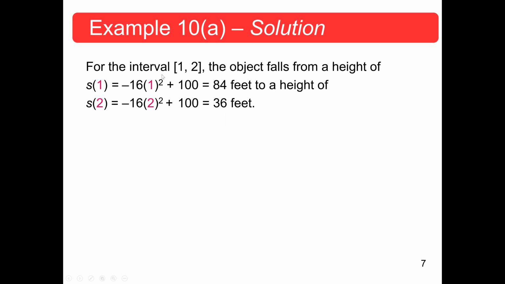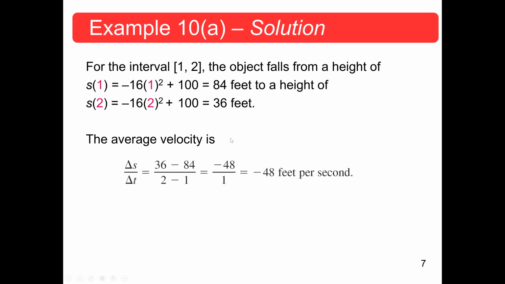First, for the interval 1 to 2, the object falls from a height of s at 1, which is negative 16 times 1 squared plus 100, giving us 84 feet. Then s at 2 is negative 16 times 2 squared plus 100, which gives us 36. To find the average velocity, it is 36 minus 84 divided by 2 minus 1, which gives us negative 48 feet per second.